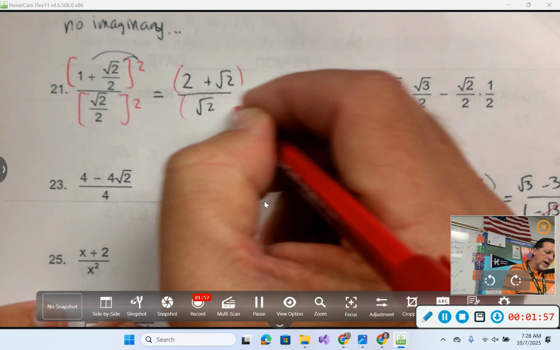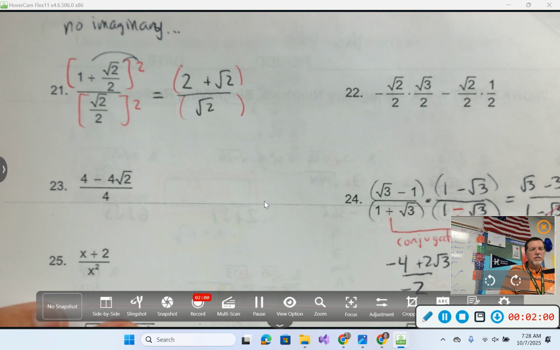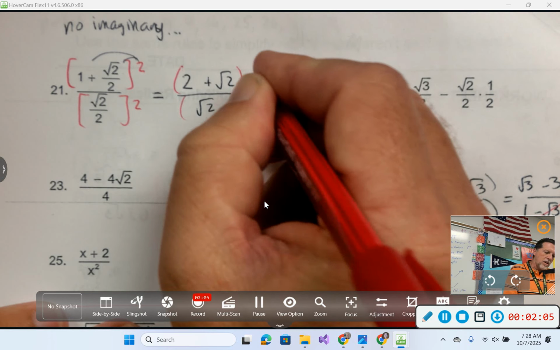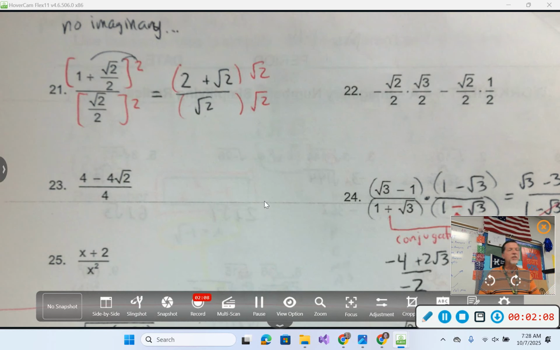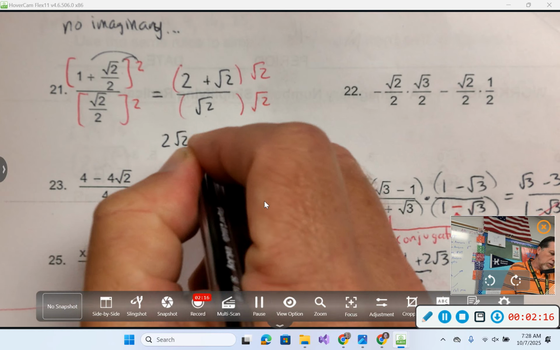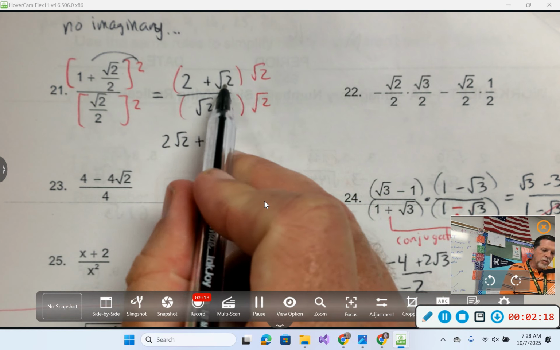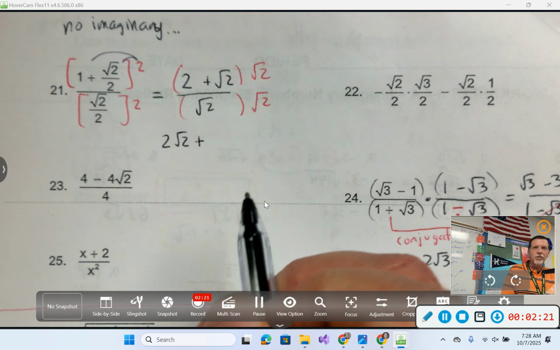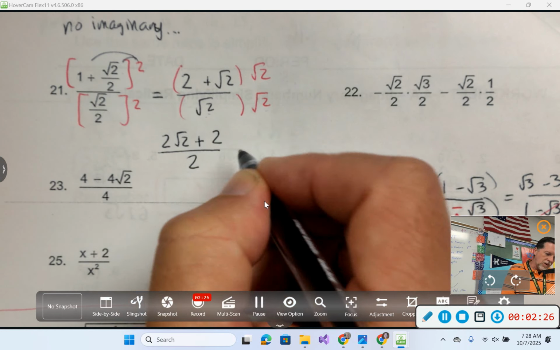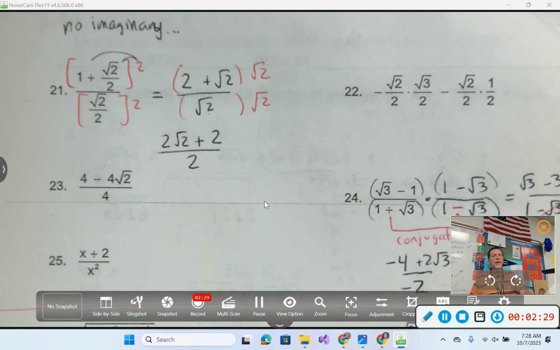What should I multiply by to fix the square root? Square root of 2. Because now I will have just a 2 in the bottom. The top will be kind of messed up, but that's fine. We've got to fix the denominator here. So 2 root 2 plus, what's root 2 times root 2? 2. And then root 2 times root 2 is 2. Right? Which could plus 2.